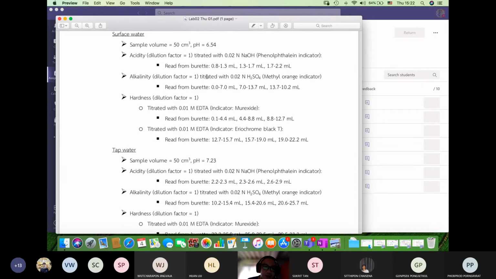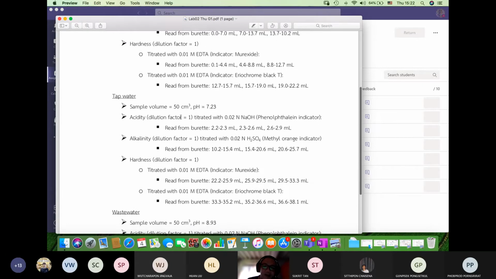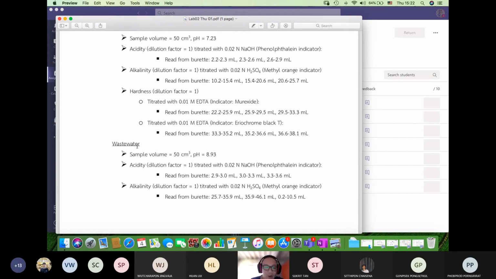For surface water, 3 or 4 parameters are given. For tap water, 3 or 4 parameters are given. But in wastewater, we don't do the hardness, because hardness is not a parameter that we are interested in. So we never measure the hardness in the case of wastewater. That is why you are not getting results concerning hardness for wastewater. For wastewater, we just do the acidity and alkalinity.